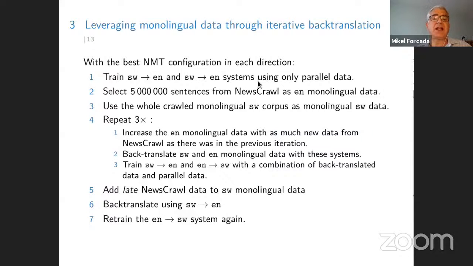So we first selected 5 million sentences from NewsScrawl as English monolingual data, and we could only use the whole Swahili corpus as monolingual Swahili data, the one we crawled. So we repeated 3 times, basically increased the monolingual data, back translated, added to the synthetic part of the source data, and retrained. And then a latecomer was the NewsScrawl data, where it came in late, and we added them to the monolingual data and did that in one turn.